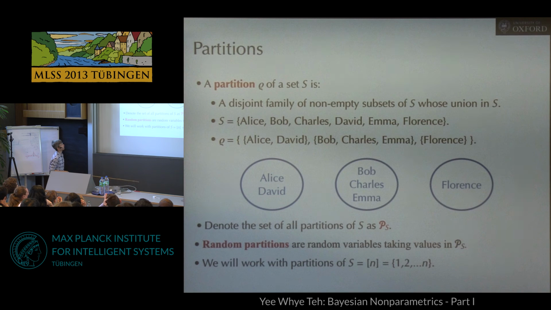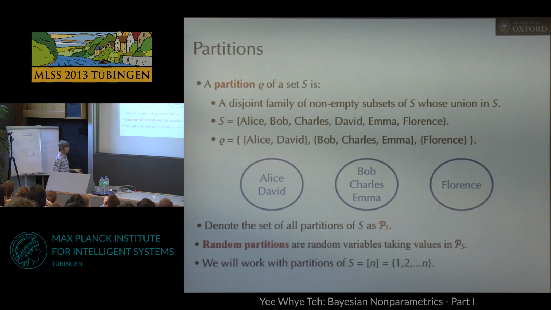Given a finite set S, the number of partitions is going to be finite as well. It's going to be a very large, super exponential number of partitions, but it's going to be finite nevertheless. So we can denote the set of all partitions as script P of S. And what I'd like to argue is that this space of partitions, script P of S, is the natural space over which we should be thinking about clustering problems. We'd like to learn about partitions of our data sets. And this is the space of all possible partitions.